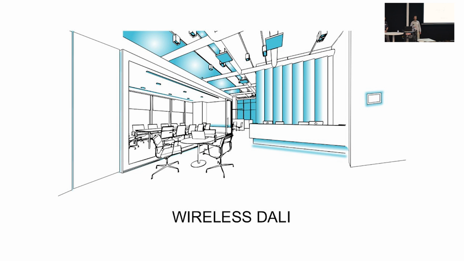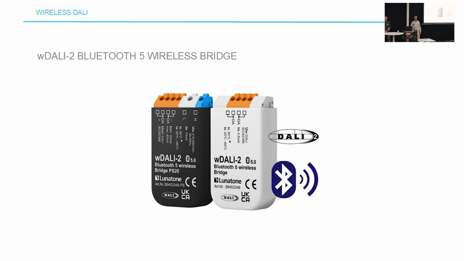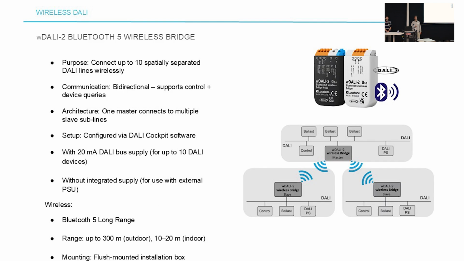Now we will come to the wireless part of DALI. For many installations there is no possibility to add cables. Here is where wireless DALI gadgets such as the DALI Bluetooth 5 wireless gateway come in. This device can connect up to 10 DALI sublines to one master. Most of the devices, so all of the black devices, are set to slave when factory set, and the other ones are set to master. One master can control up to 10 slaves, and you can do a full DALI installation over wireless.